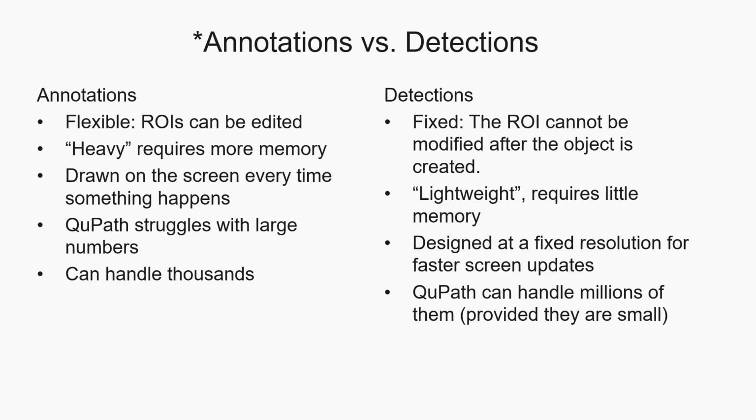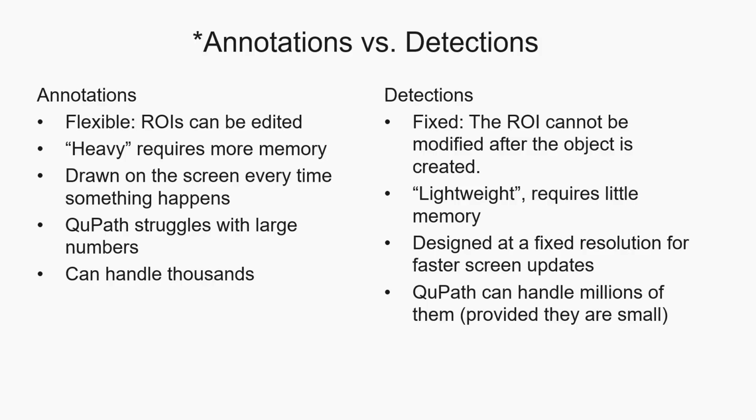An important concept in QuPath is the distinction between annotations and detections. Annotations are flexible objects. They can be edited after creation, reshaped, expanded, reduced, or otherwise modified as needed. Because of this flexibility, annotations are relatively memory intensive. Every time the image display updates, QuPath needs to redraw these objects. For that reason, performance may slow when working with a very large number of annotations. Fortunately, most projects only require hundreds or perhaps thousands of annotations, and so most computers can handle this.